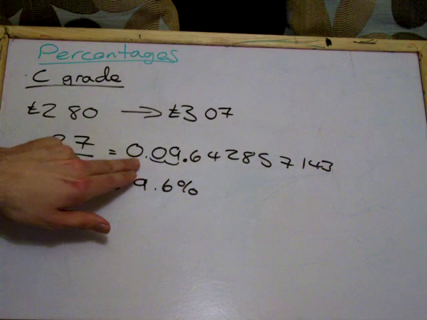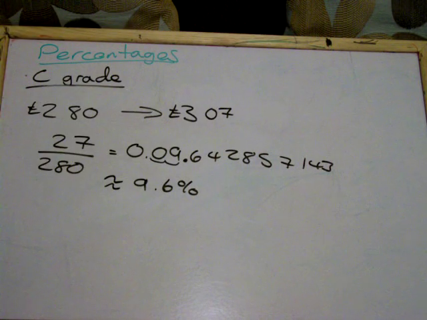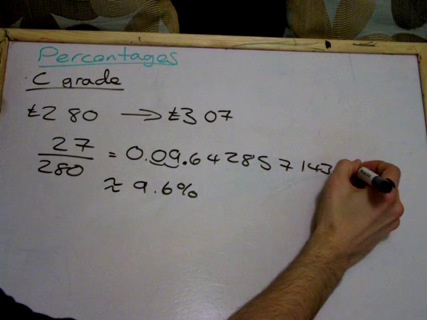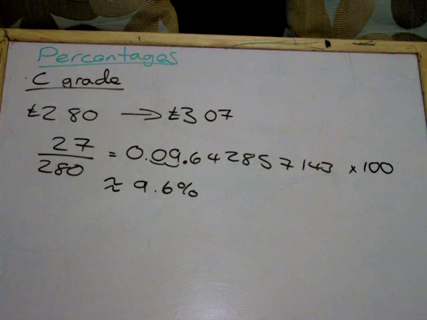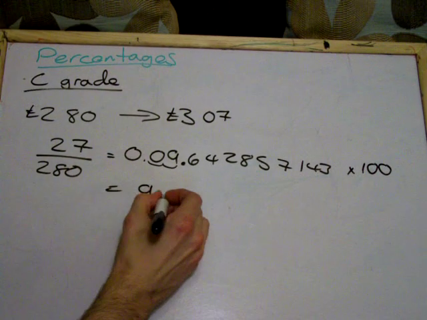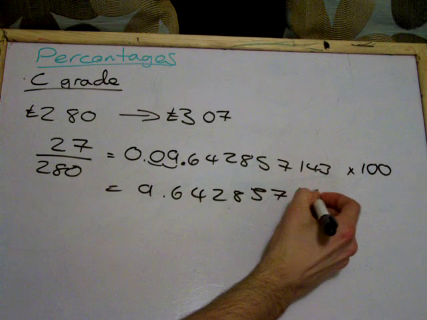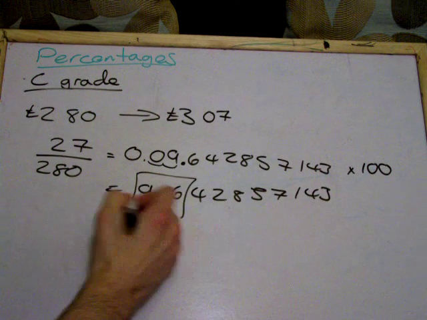If you're not comfortable with knowing that 0.09 and so on is approximately 9.6%, then all you need to do is multiply this number by 100. If you multiply that number by 100, the calculator will give you 9.642857143, and at that point you can say that's 9.6%.